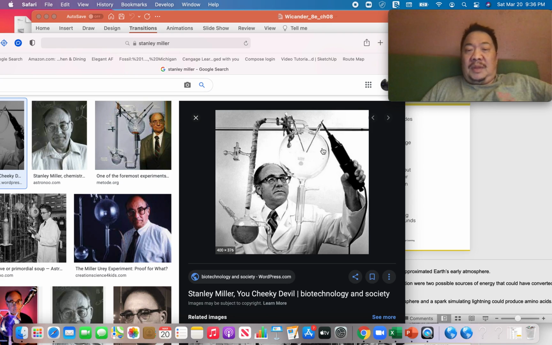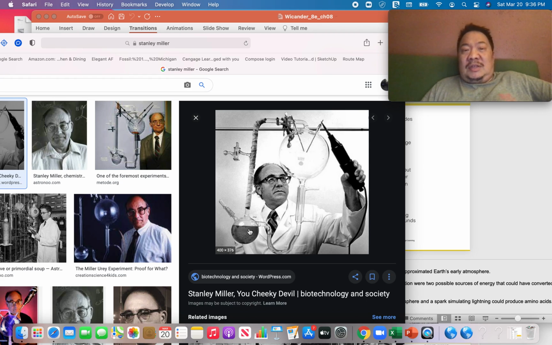Then he had electrodes stuck into the top of this glass globe, and he applied an electrical charge, and he thought maybe this electrical charge would replicate the effects of lightning in the ancient oceans. He didn't really expect anything to happen. He didn't expect to produce life in the test tube or in the laboratory. But to his great shock and amazement, the seawater turned a dark orange.